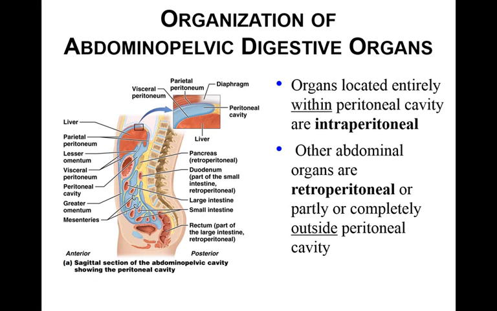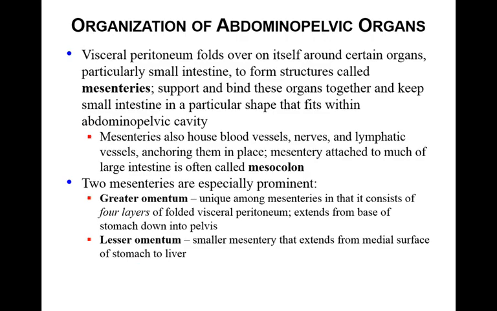Now, the organs, how we organize these. If the organ is located completely within the peritoneal cavity, it's intraperitoneal. Other organs are retroperitoneal, which means that they're either partly or totally outside the peritoneal cavity.